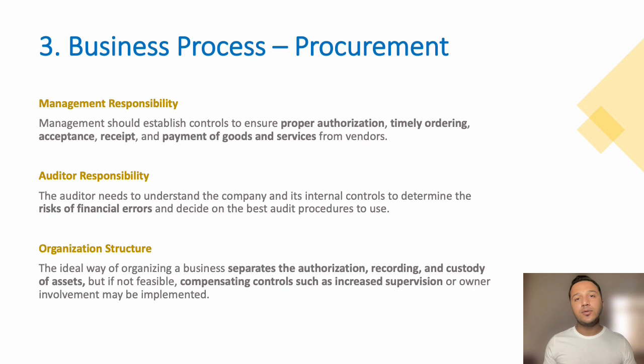So these are some of the key critical elements in terms of management responsibility towards having efficient controls in the procurement process or purchasing process, and the auditor's responsibility to evaluate those controls. The organization structure needs to be formed in a way that there is less incentive for a fraudster to carry out any fraud in the procurement process.